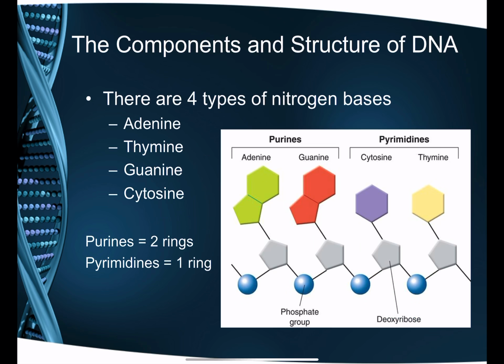Going on to the bases, there are 4 types of nitrogen bases, as I just mentioned: A, T, G, and C, adenine, thymine, guanine, and cytosine. Adenine and guanine are purines, which means they have a 2-ring structure, versus cytosine and thymine, which are pyrimidines. They have a single ring structure. Also uracil, if you want to write that here, is a special nitrogen base that's only found in RNA. We'll talk about that a little more later.